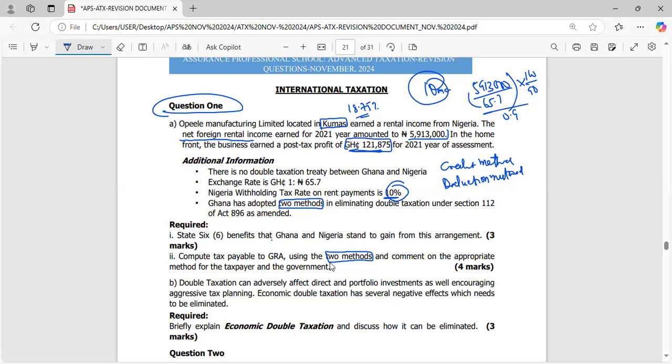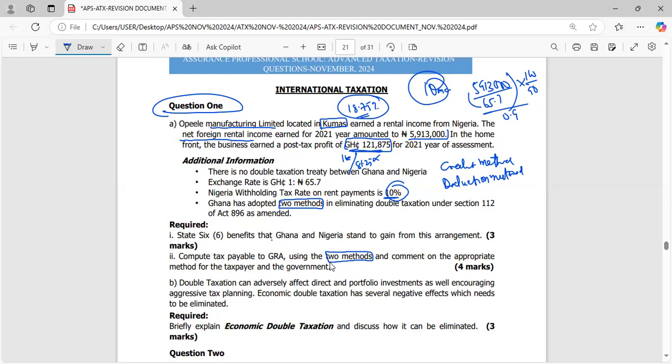This one, the examiner will not give you the rate. You have to know the rate. The company is located in Kumasi and it's a manufacturing company, so the tax rate will be 18.75%. It means that a tax of 18.75% has been deducted before they earned the post-tax profit of 121,875. So in grossing it up, when you deduct 18.75 out of 100, you get 81.25. Multiply by this value, and that will give you the gross amount.